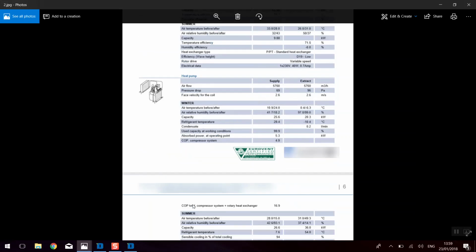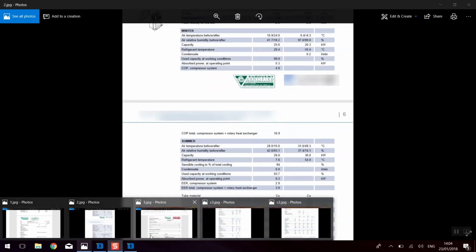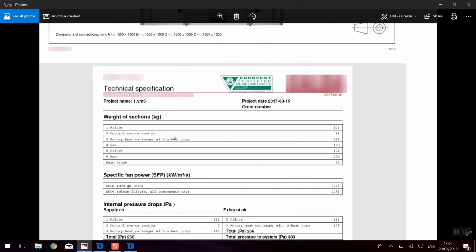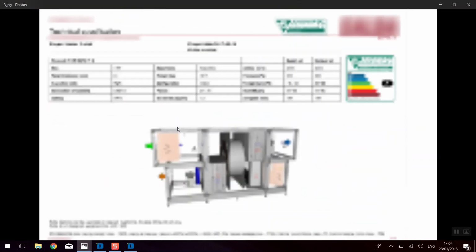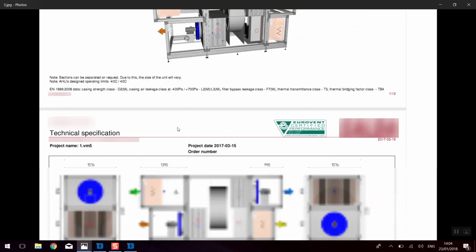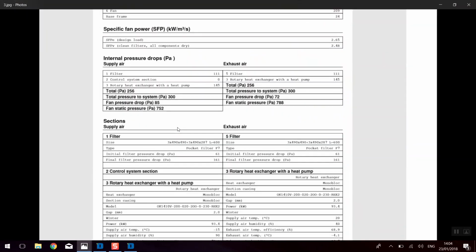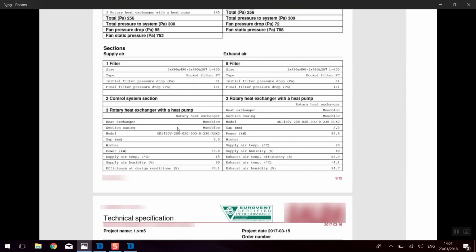Then we go again for COP total, compressor system plus rotary heat exchanger. Again, this number here, 16.9, in our opinion, does not include the energy consumption. The next one, the next manufacturer. So again, very nice and good design, good schemes. We go directly to the rotary heat exchanger.